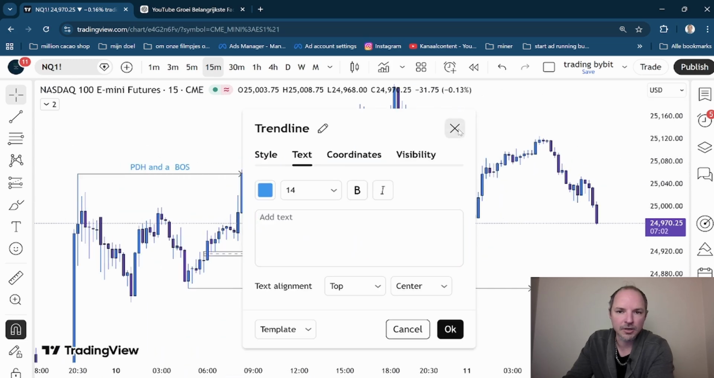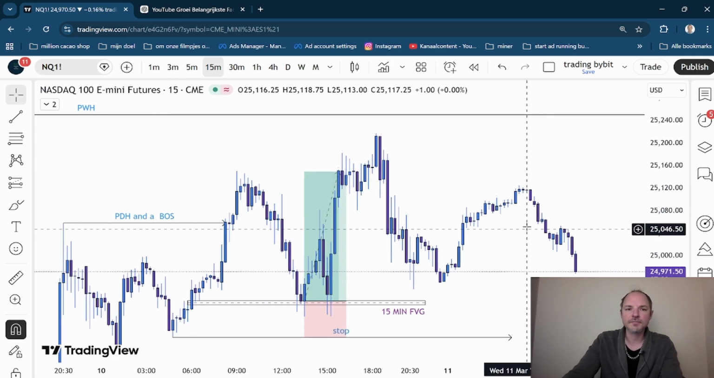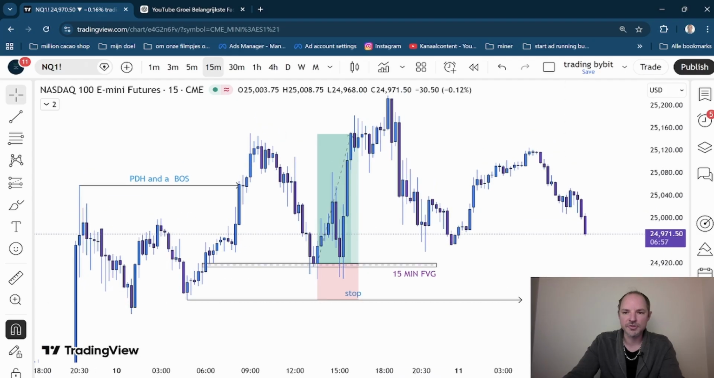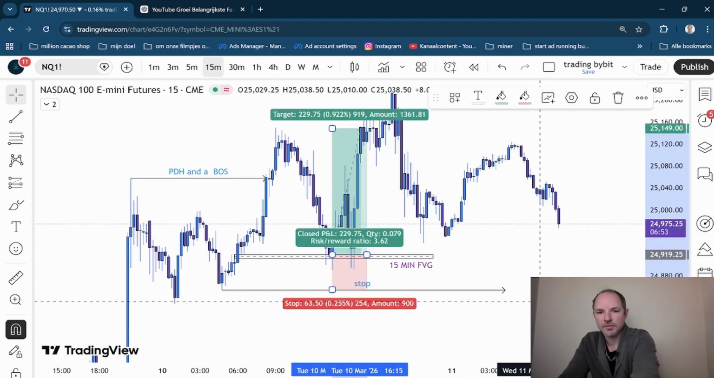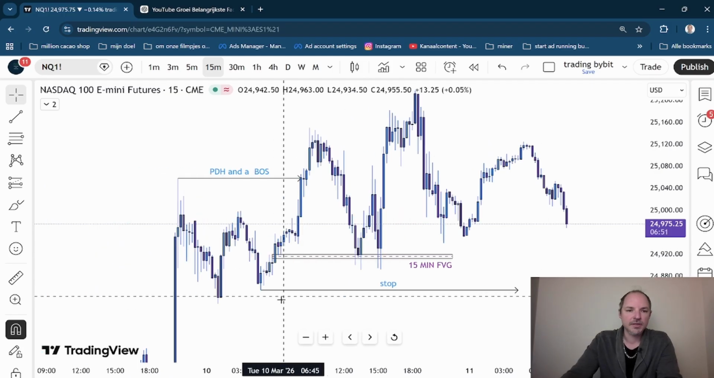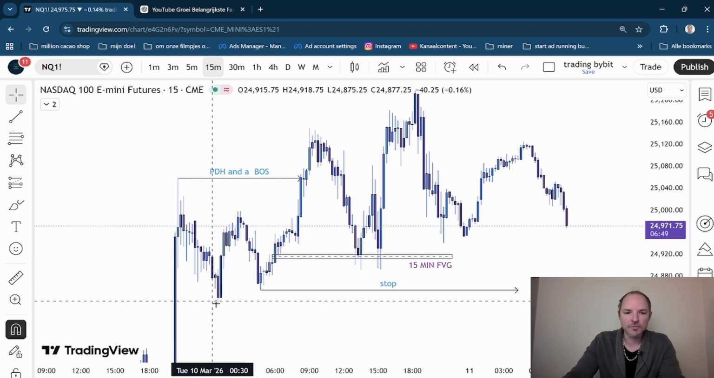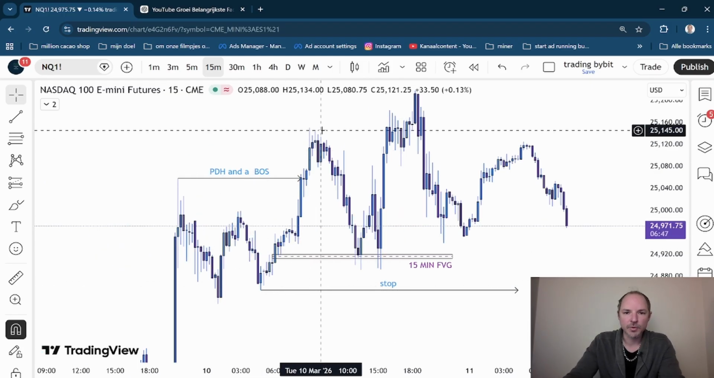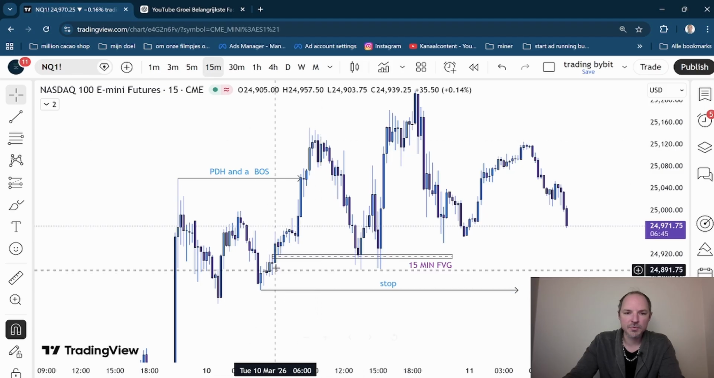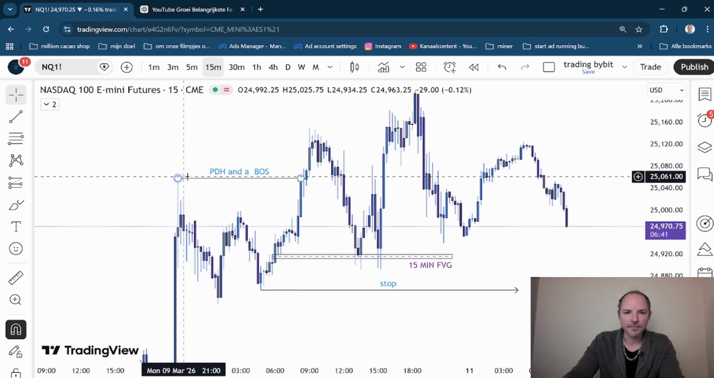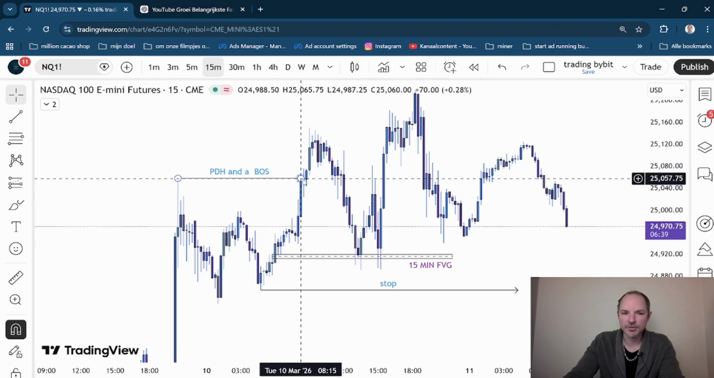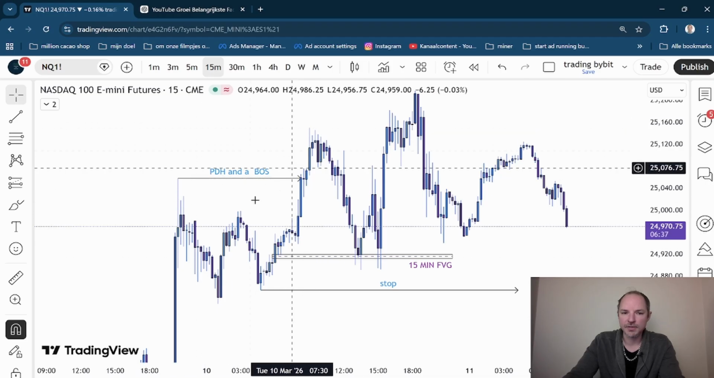Okay, I'll mark everything on the screen, and this is how your screen should look. I'll take this one off. So a swing low, we had a swing high. This was the impulsive move that the market made. Here, we made a break of structure to the upside.